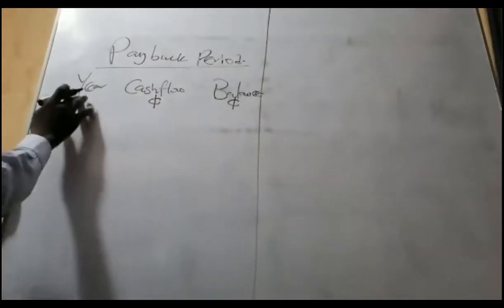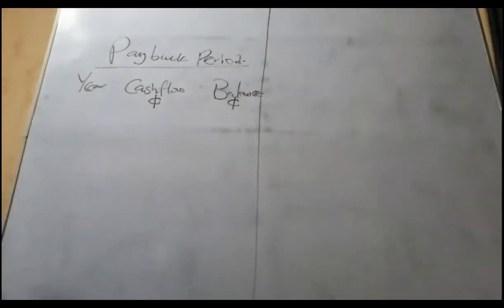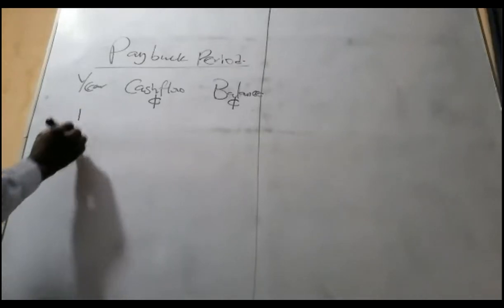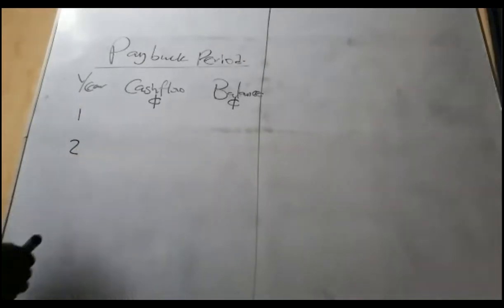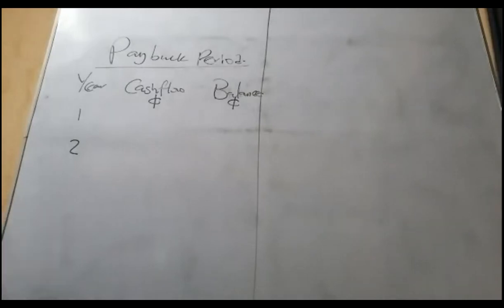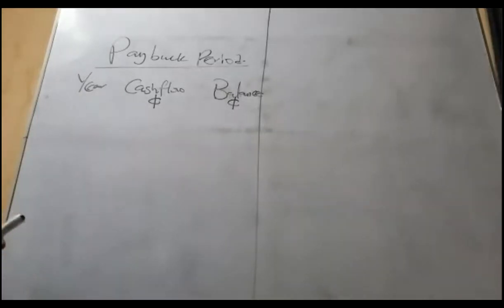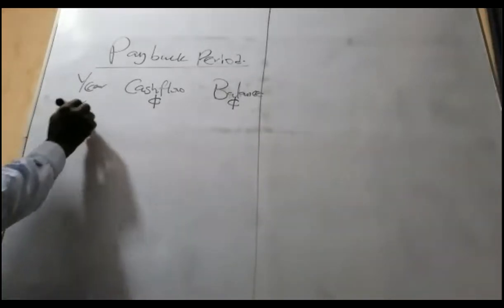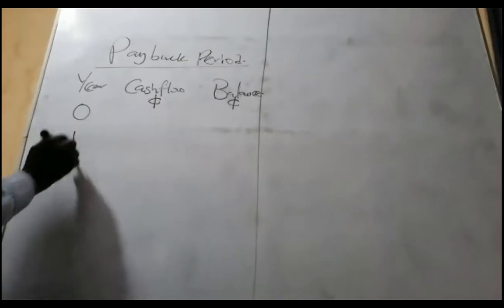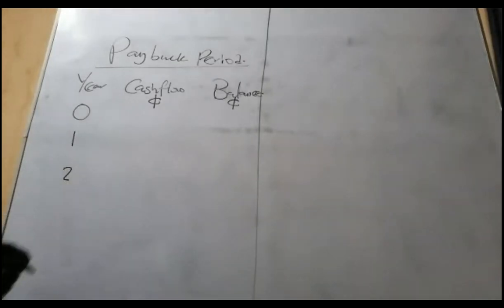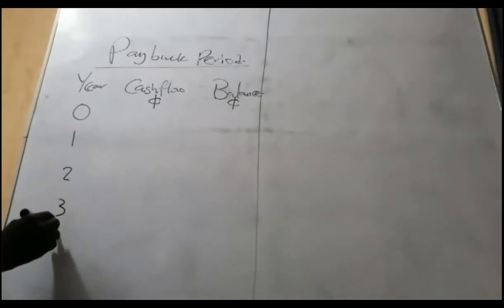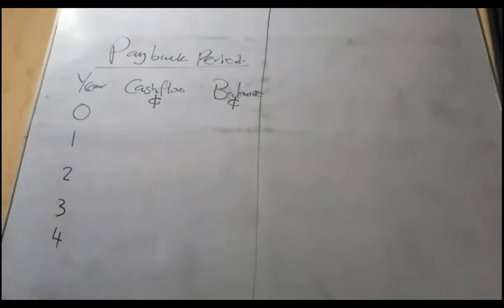So take notes. We have year 1, year 2, year. In fact, with the payback, we said that we have to start from where the cash flows start, from year 0. So start from year 0, year 1, year 2. The same project will last for how many years? 4 years. So 3 and then 4. These are the years. So let's go ahead and estimate the cash flows.